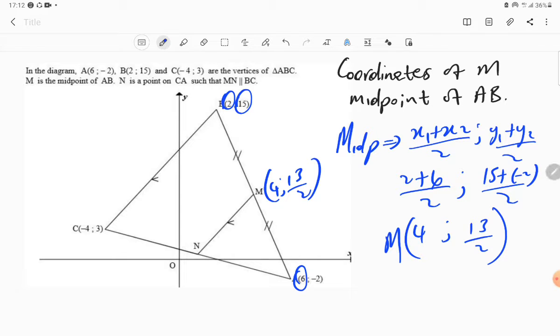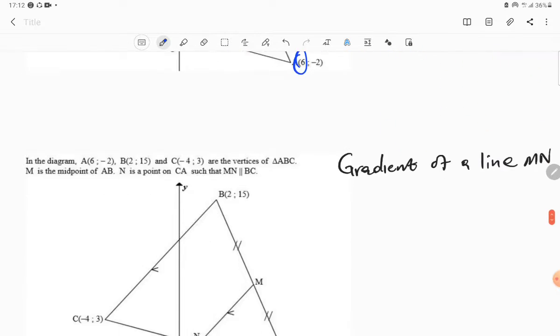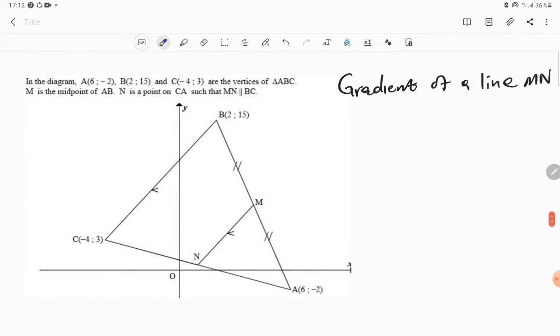It is given as a midpoint, so we use the midpoint theorem. Now we are to determine the gradient of MN. Remember this line is said to be parallel to this one. So what do you know about parallel lines? They share the same gradient. So it's not easy to determine the gradient of MN if we only know the coordinates of the point M. What about N?